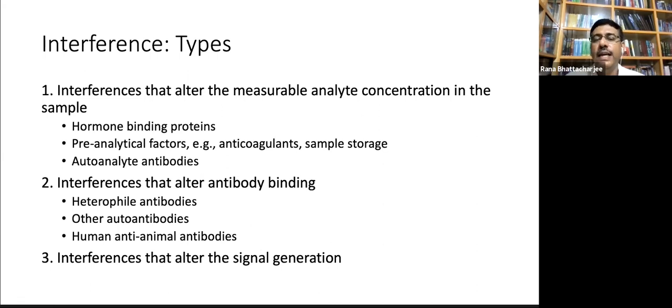develops from exposure to, say, pets. Like if someone has a rabbit in their house, they can develop antibodies against various kinds of rabbit antigens, and an assay system which uses a monoclonal antibody generated from the rabbit can give rise to this kind of interference. And there are some other interferences which can be there due to alteration of signal generation. I will discuss those in just one slide.